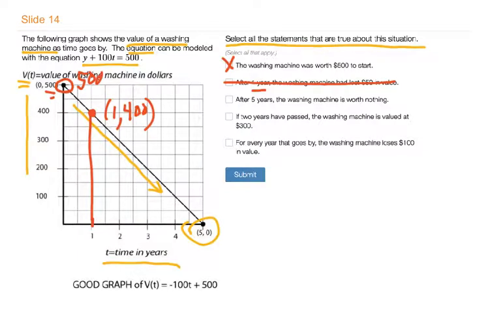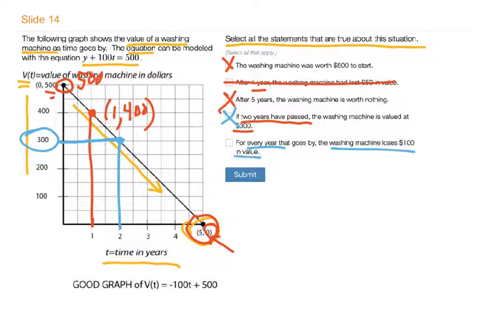So here's 5 years right here. What was the y value? 0. That's true. It's worth nothing. If 2 years had passed, the washing machine is valued at 300. So I'm going to look at 2 years right here. I'm going to bring this all the way up until it hits my line, and go over here. What's the value at 2 years? $300. Absolutely true. So it says here, for every year that goes by, the washing machine loses $100.